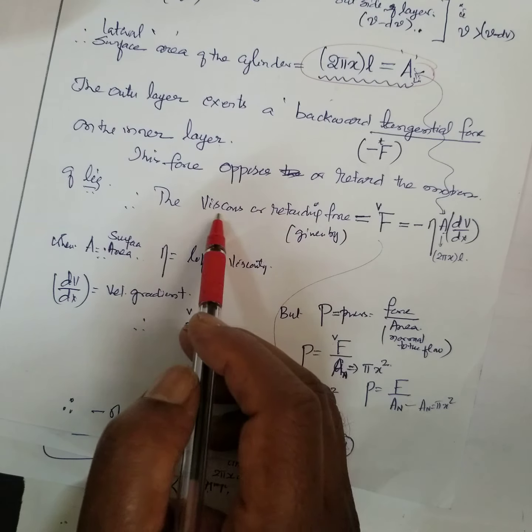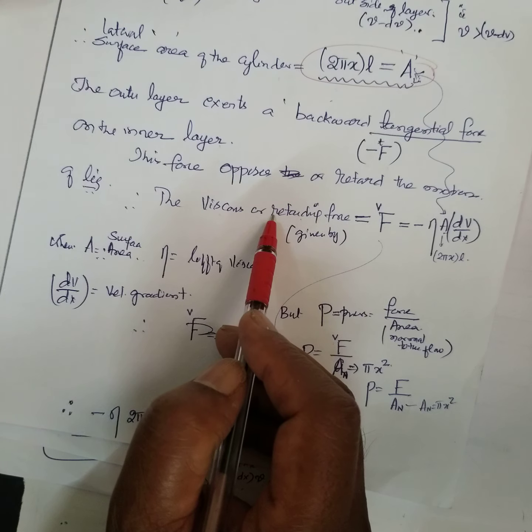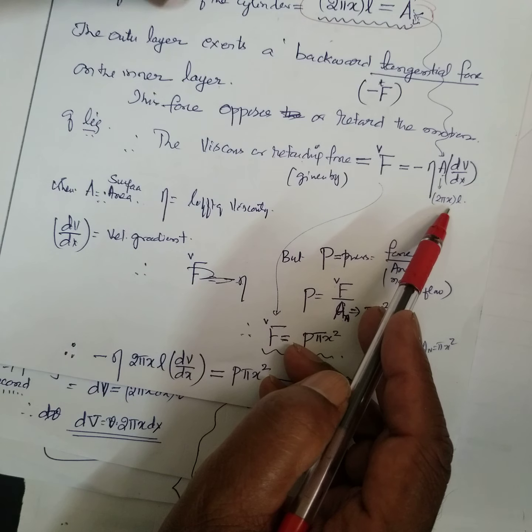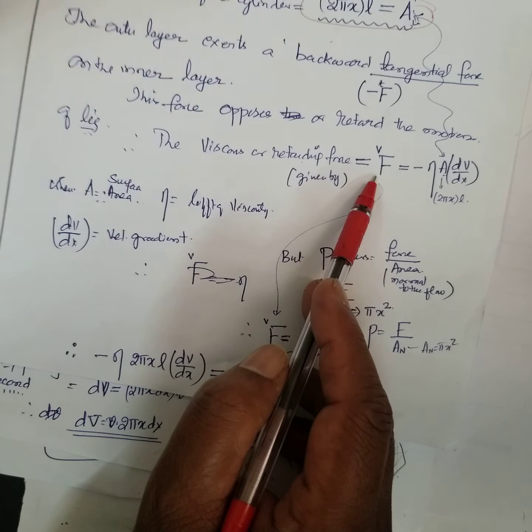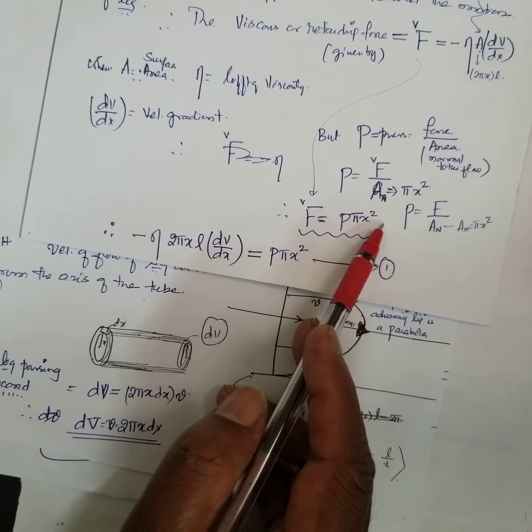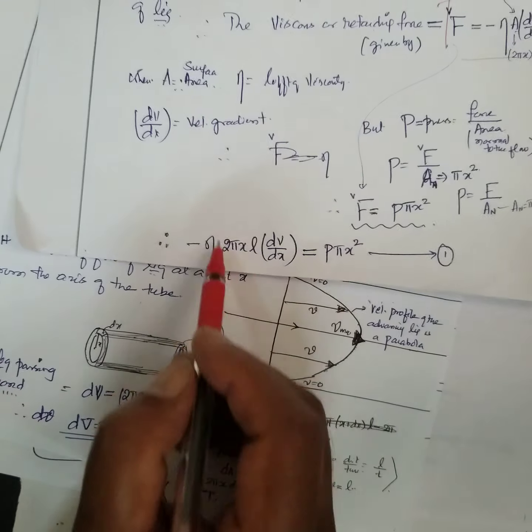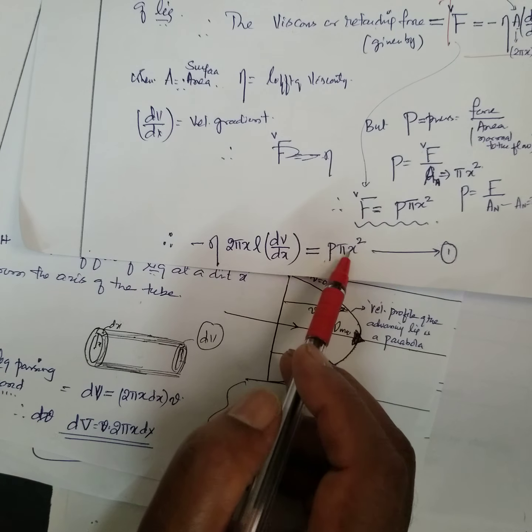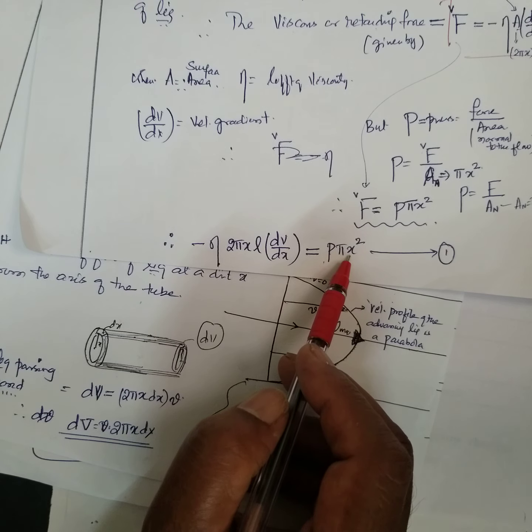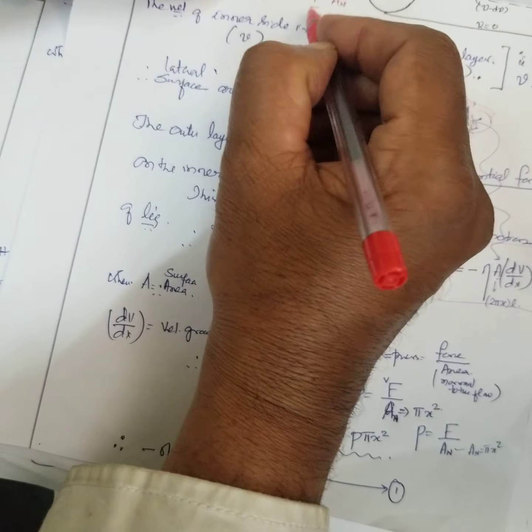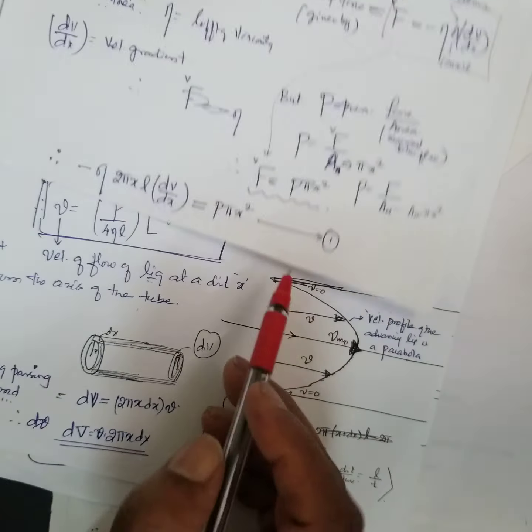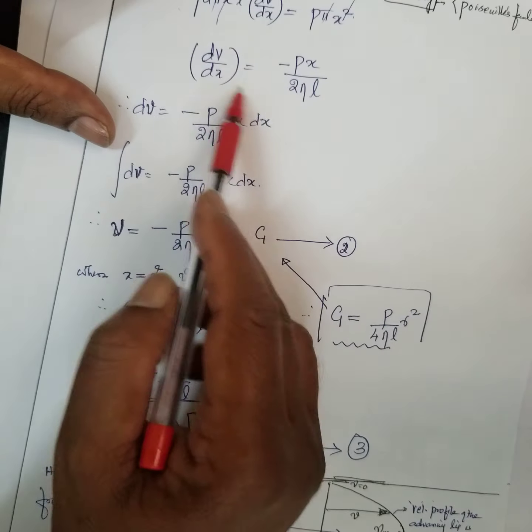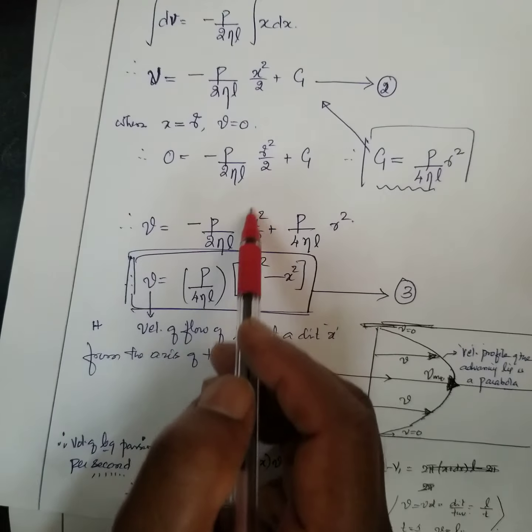According to the viscosity relation, the viscous or retarding force is given by this. Then what area do you substitute? The lateral area. Your normal area you have to substitute for pressure. Force is equal to pressure into normal area. I put all the things, and from this I am getting this. See here the simplification. You know how to do that?